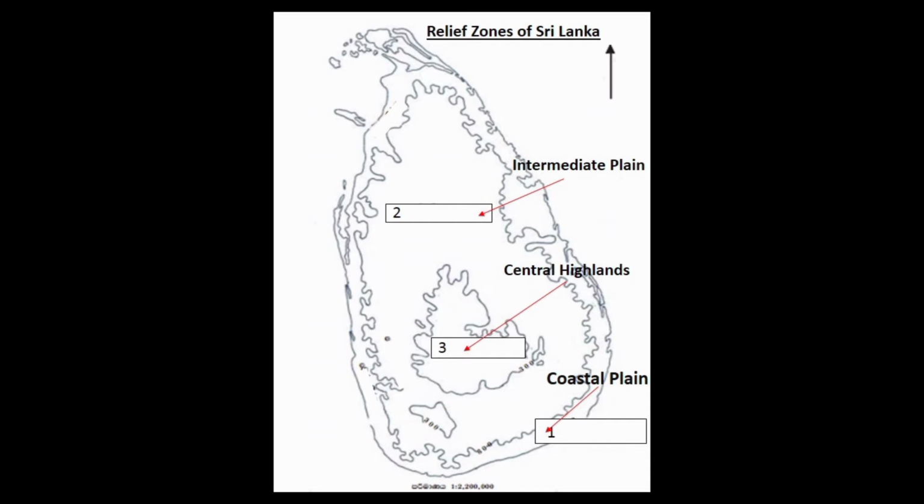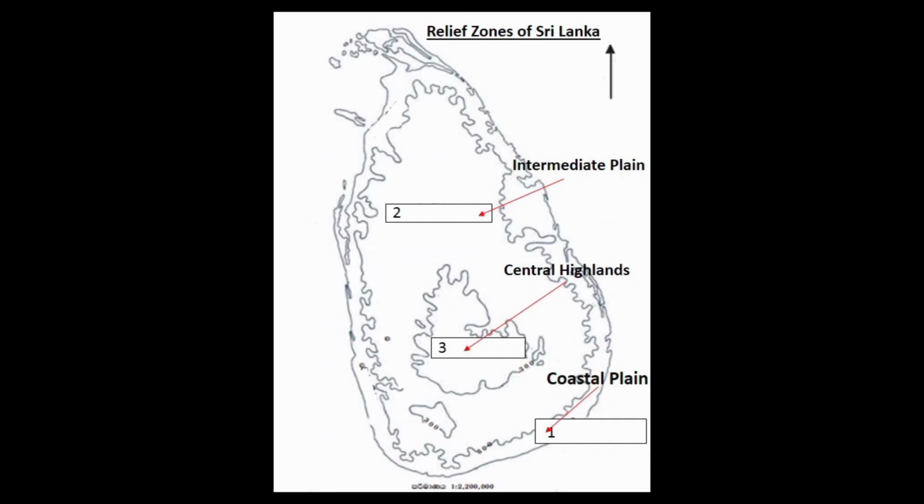In this coastal plain, we can see relief features such as broad plains, bays, lagoons, points, and islands. Intermediate plain spreads 30 meter to 300 meter. Plains, ridges, residual hills are in this zone.